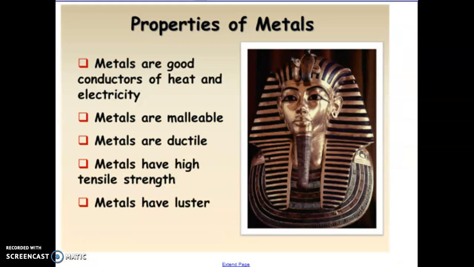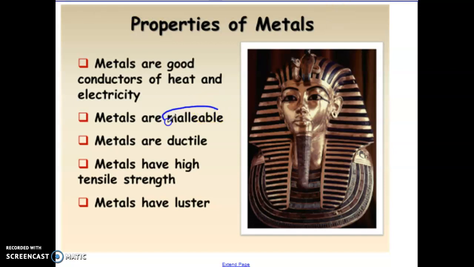Okay, so in general, metallic properties. Before we get into this, there are going to be exceptions to these properties we're going to discuss. These are just more in general. In general, metals are good conductors of both heat and electricity, right? That's why we use metals for electric wires and for pots and pans and different things that we want to heat up.